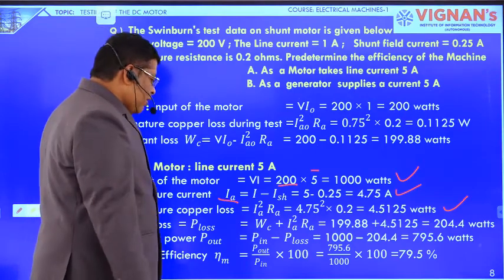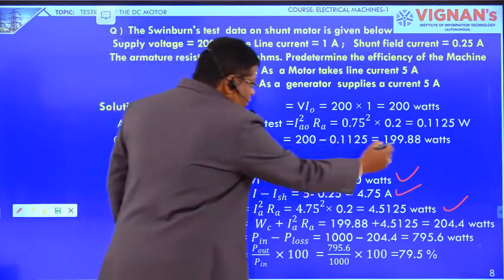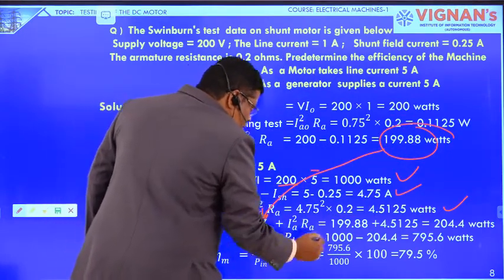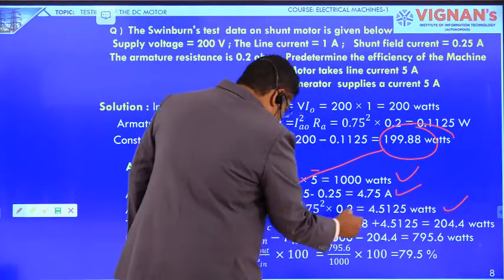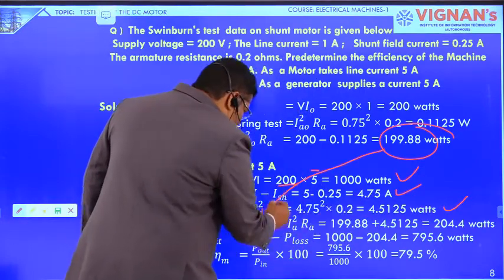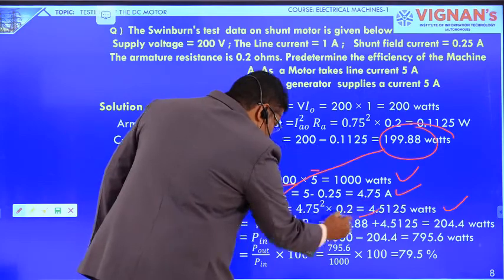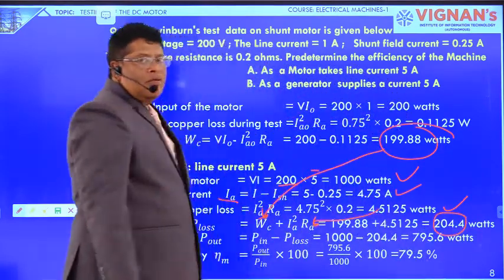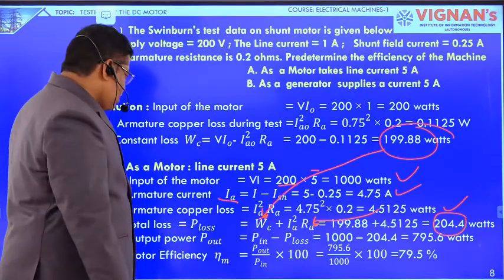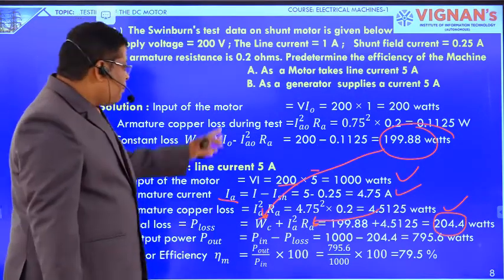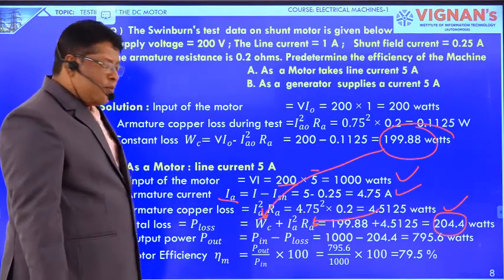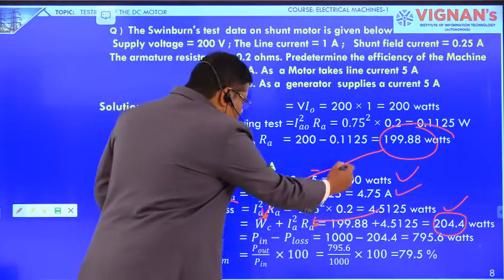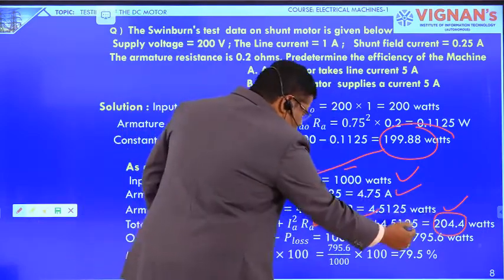Next, the total losses occurring in a motor. The total losses equal the constant losses plus the armature copper loss, and you are getting the total losses, that is 204.4 watts. And once you know the input power and the total losses, you are finding the output power. The output power equals input power minus losses. This is the input power, this is the losses.